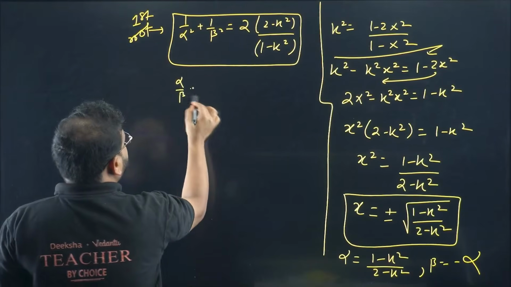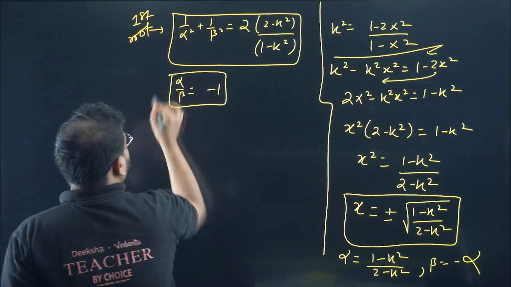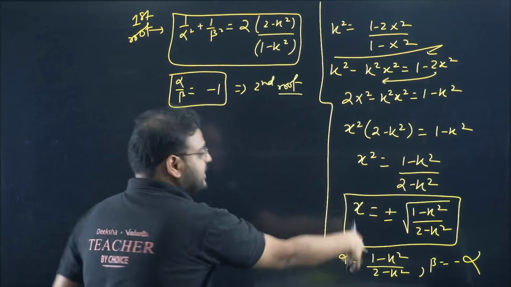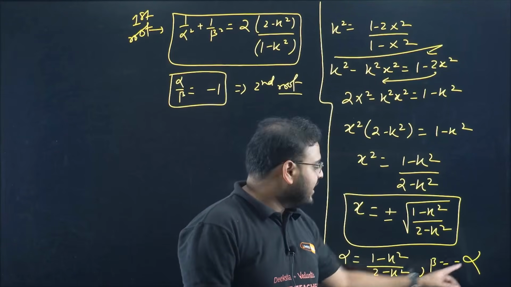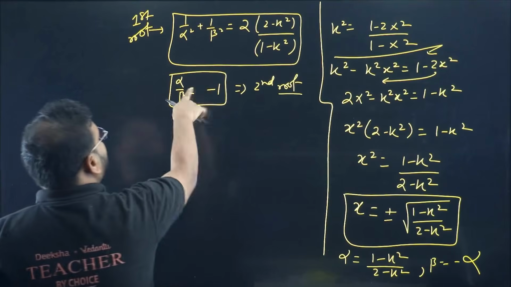Alpha by beta. Check from here. They are both equal, so you can get this as minus 1. This is my second root. Both the roots are equal but negative in sign. It means if you take the ratio of them, you'll have the answer as minus 1. The second root is going to be minus 1.